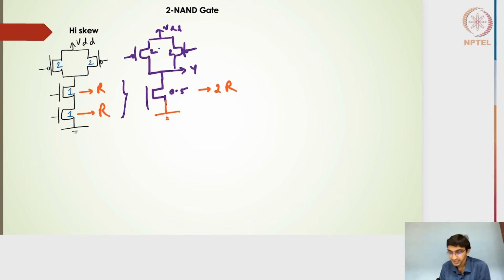So if one of the branches is on, under worst case condition, we say that this input is on, or this particular transistor is on, and then this is off. So we'll have 2:0.5. Thereby we have the PMOS being more dominant. So that means that the beta of the PMOS is higher than the beta of the NMOS. And that's why it is called a high skew 2-input NAND gate.